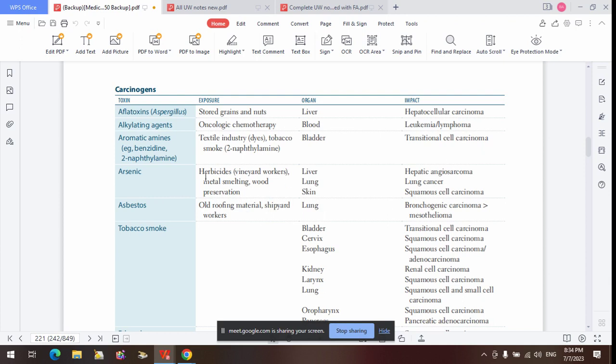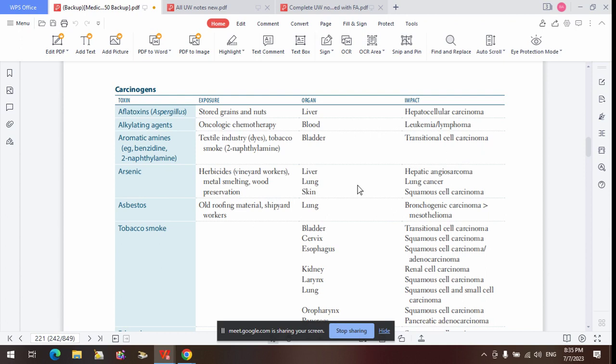People that are working with metals, arsenic is released from those smelts and it can be inhaled, it can cause lung cancer. Then we said arsenic is also one of the causes of hepatic angiosarcoma of the liver, just like polyvinyl chloride. So with respect to hepatic angiosarcoma, I want to remember two things: arsenic and polyvinyl chloride.